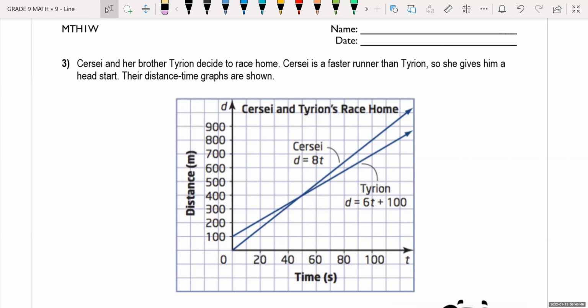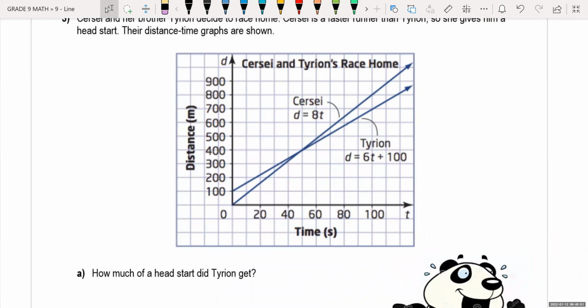So let's just try to figure out what's happening here. We have time at the bottom in seconds. We have distance on the y-axis in meters. The title says Cersei and Tyrion's race home. And here is what the graphs look like. So we have Cersei, which I will just use a dashed line for so we can tell the difference. So she begins at 0-0. Tyrion gets a little bit of a head start.